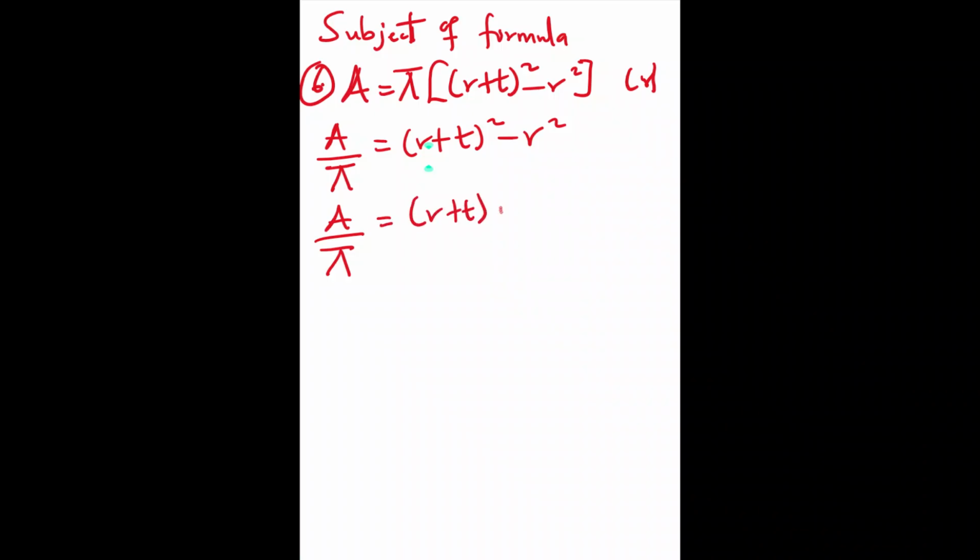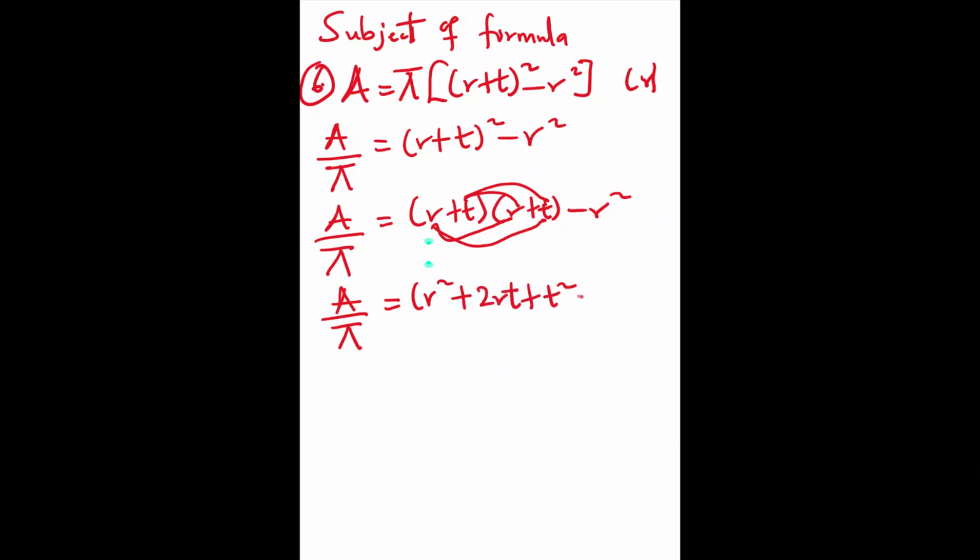So now let's open r plus t squared and expand it. So we have r plus t into r plus t minus r squared. This one will multiply this one, this one will multiply that one. So when we open the bracket and expand it, we should have r squared plus 2rt plus t squared minus r squared. So this r squared will cancel the minus r squared here, giving us 0. So a over pi equals 2rt plus t squared.